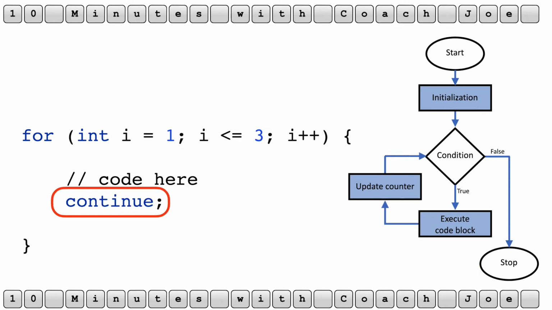The other command is continue. During the execution of the code block, you may decide to stop processing code for this iteration of the loop. The continue command will exit the code block and proceed to the increment statement. If the condition is still true, the code block will be called again.